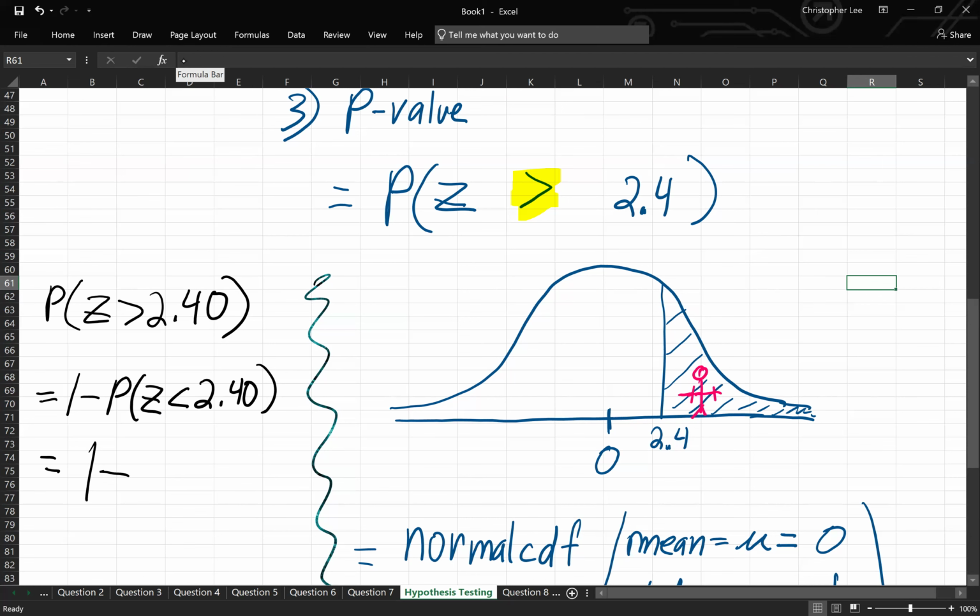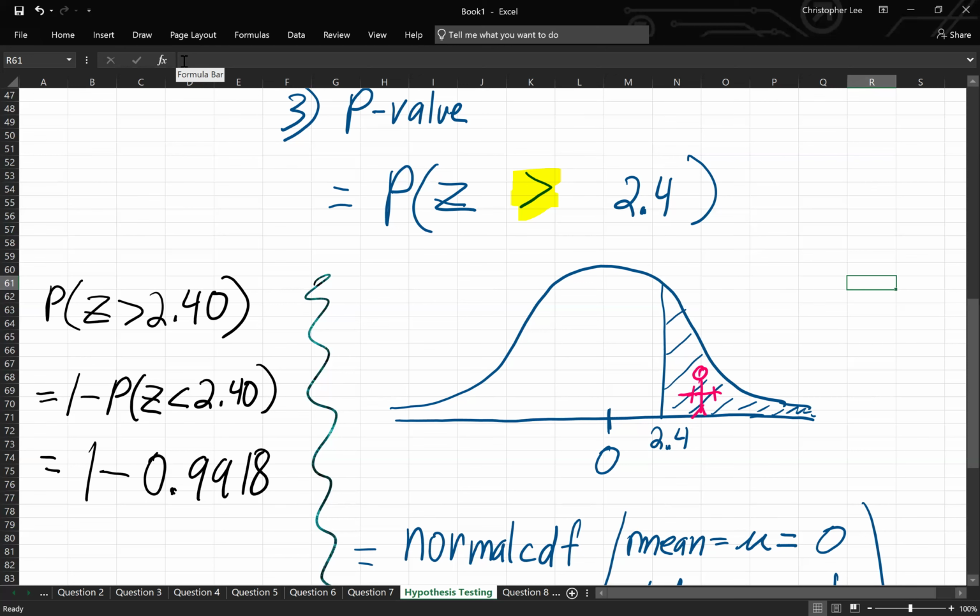I'm gonna verify that. How do you do it? Got it. This one is simple. What you got? What's 2.40? 0.99. Exactly.